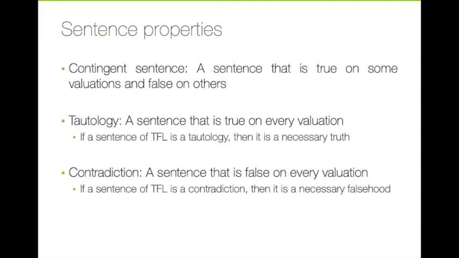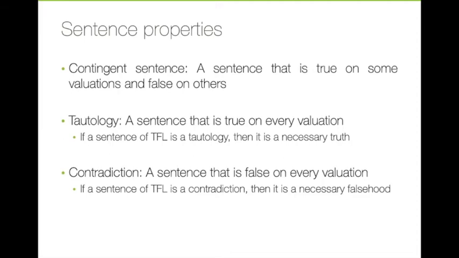Contrast that with tautologies and contradictions. Tautologies are sentences that are true on every valuation, so in every row of the truth table. If a sentence of truth functional logic is a tautology, so if we can prove that it's true on every valuation, then it's a necessary truth. So again, that notion of a necessary truth was one of those concepts we introduced before.